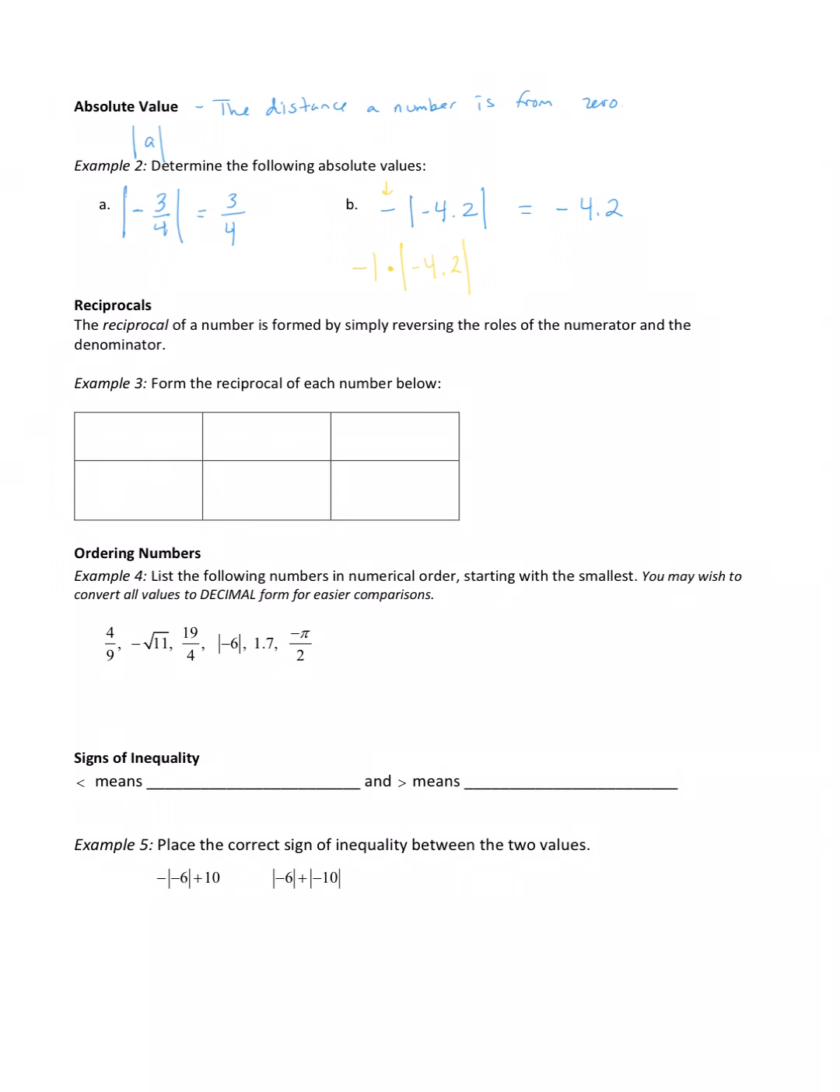Okay, moving on. The next thing we are talking about are reciprocals. The reciprocal of a number is formed by simply reversing the roles of the numerator and denominator. So if we have the number 6, now if it's not in a fraction, we can create a fraction. What number would be the denominator if you have a numerator of 6? Right, it would just be a 1. So to reverse those roles, the reciprocal of 6 over 1 would be 1 over 6.